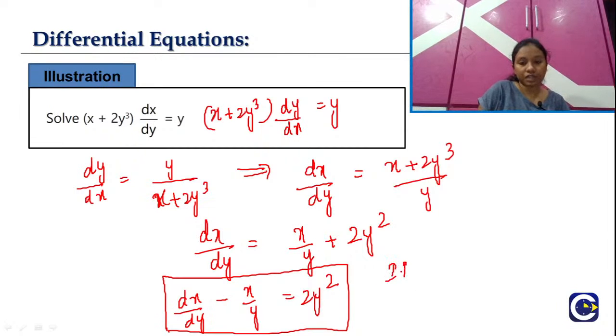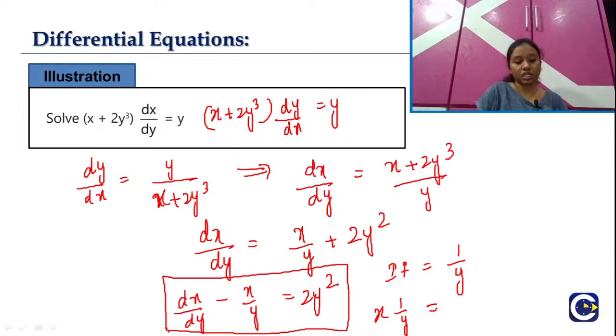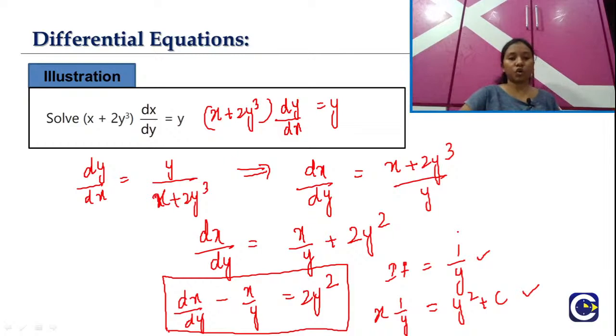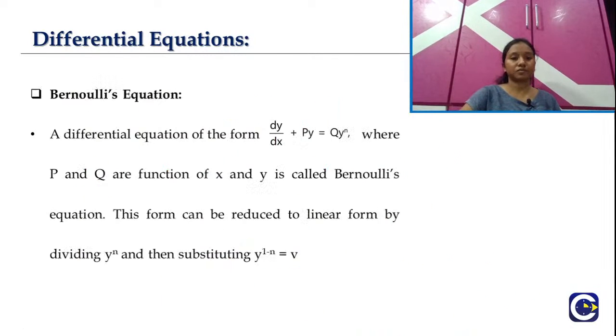So the integrating factor will be equal to 1 by y, and the final solution will be x into 1 by y is equal to y square plus constant c. So this will be the final required solution here, right? So x by y equals y square plus c, and 1 by y is the integrating factor. You can just verify this, right? So let's move on to the next one, guys.